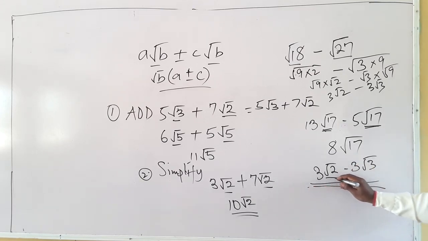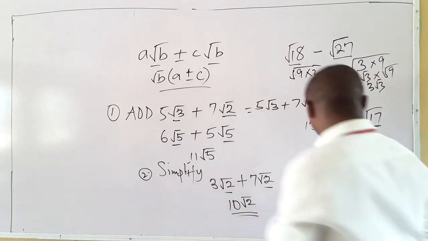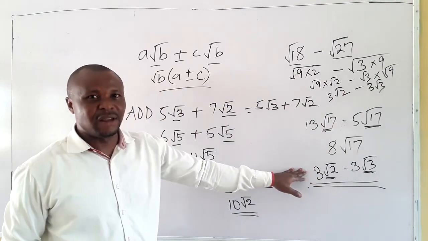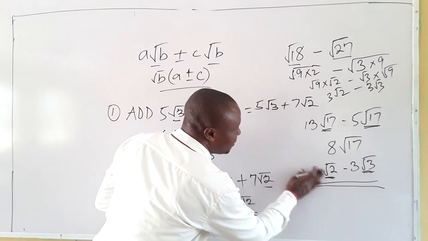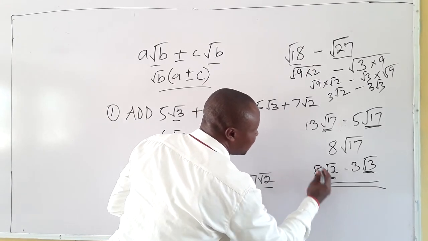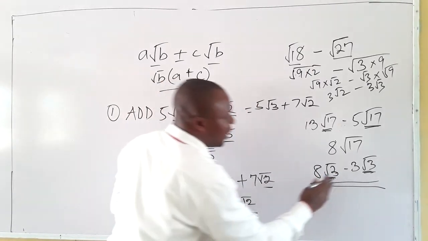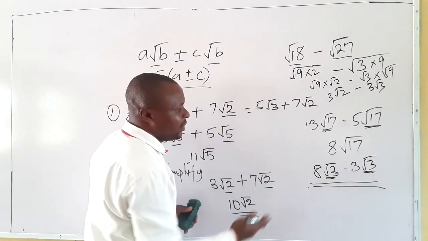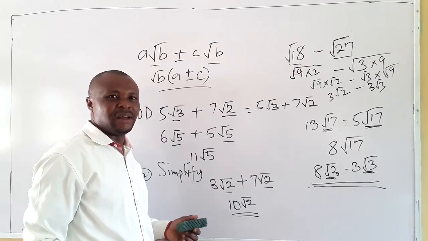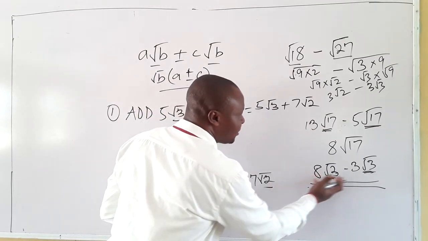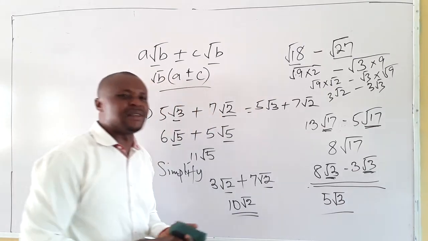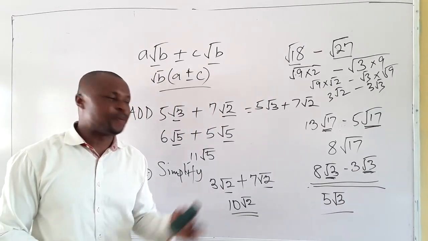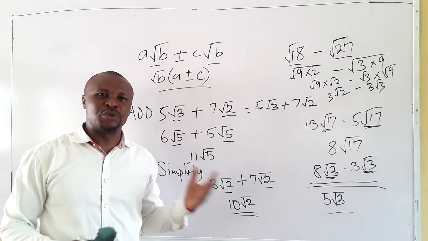So long as the numbers under the roots are not the same, such surds cannot be subtracted. Assuming we have, for instance, 8 root 3 and 3 root 3, this can be subtracted. How do we do that? We simply say 8 minus 3, and that gives us 5 root 3. So this is how surds can be added and subtracted.